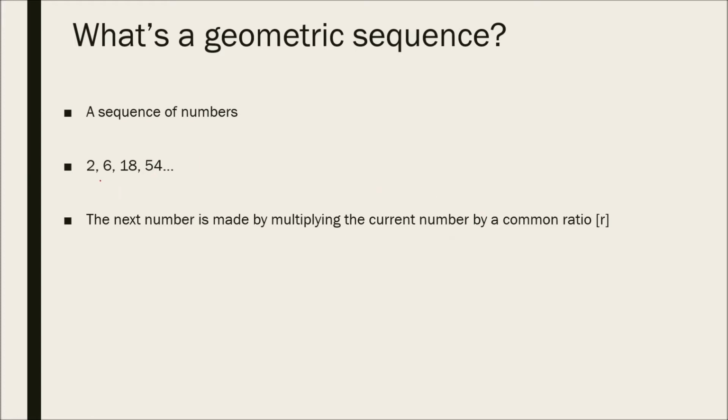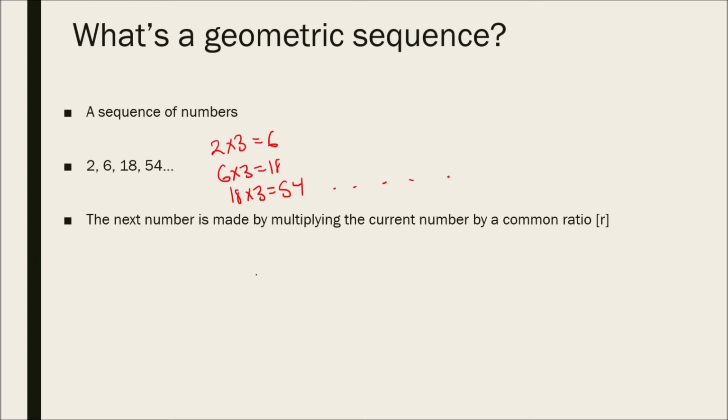It's just a sequence or a series of numbers where the next number is made by multiplying the current number by a common ratio. So we can say 2 times 3 gives me 6. 6 times 3 gives me 18. 18 times 3 gives me 54, and on and on. So the next number is made by multiplying the current number by a common ratio.